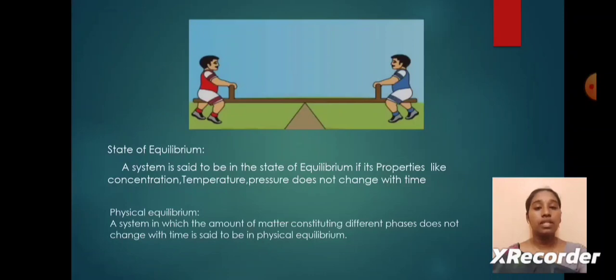Physical equilibrium. A system in which the amount of matter constituting different phases does not change with time is said to be in physical equilibrium. We can call the system as in physical equilibrium when the amount of matter at different phases does not change with time.